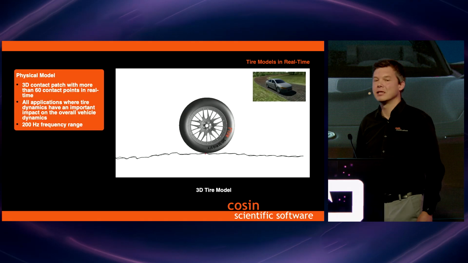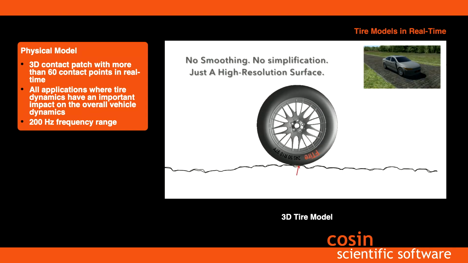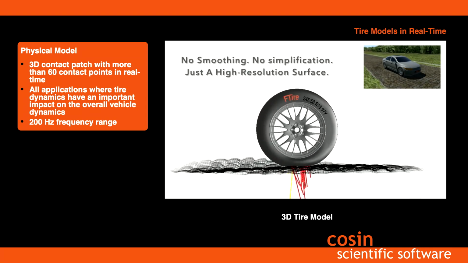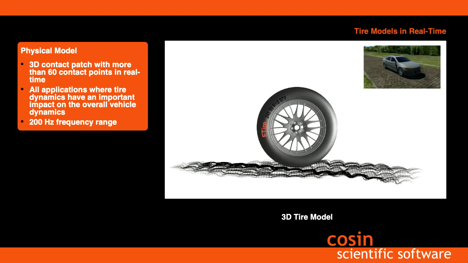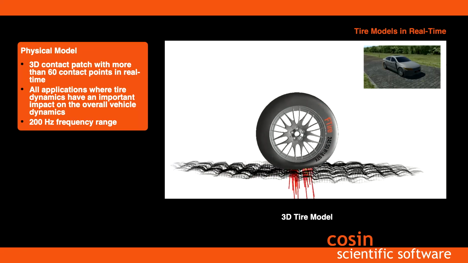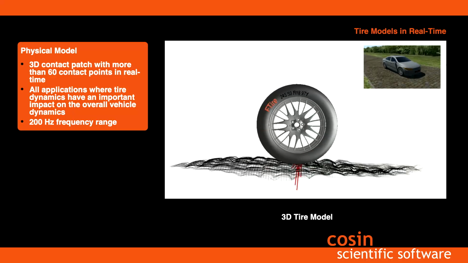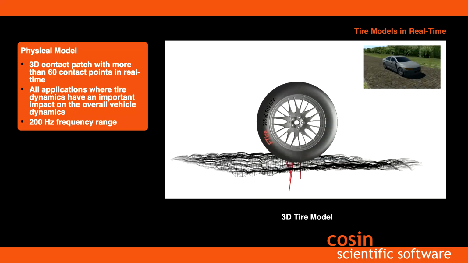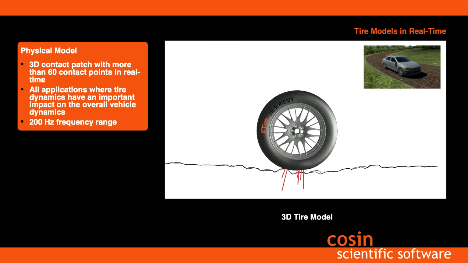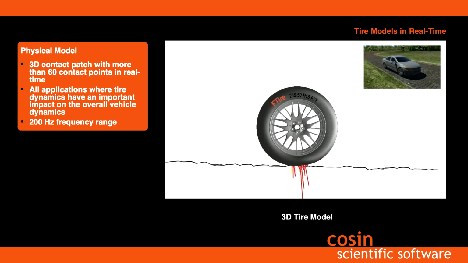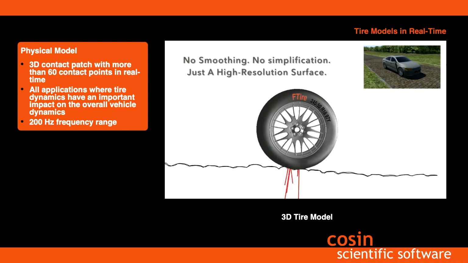But what is FTire all about? It's a physical tire model. Tony from Multimatic explained it very well, so I can skip this slide here. It's a 3D contact patch. That's the only real-time capable tire model that is capable to do so. And so FTire is ready to use for all applications where tire dynamics have an important impact on the overall vehicle dynamics.